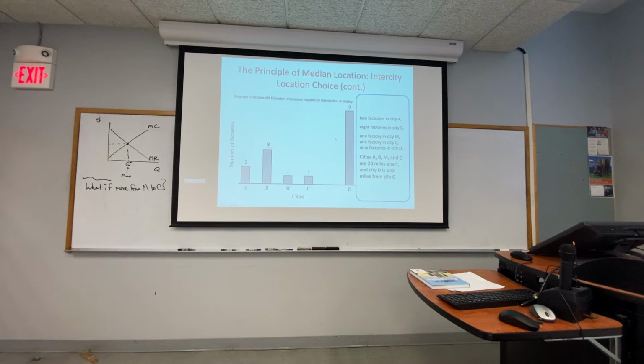So the distance between this city and this city is 100 miles, and these are all 20. And so you're moving from M to C. So right away, you're gaining 20 for this guy, and then you're a little closer to these guys too, because it used to be 120 from M to get here. So you're gaining 20 on all 9 of those too.